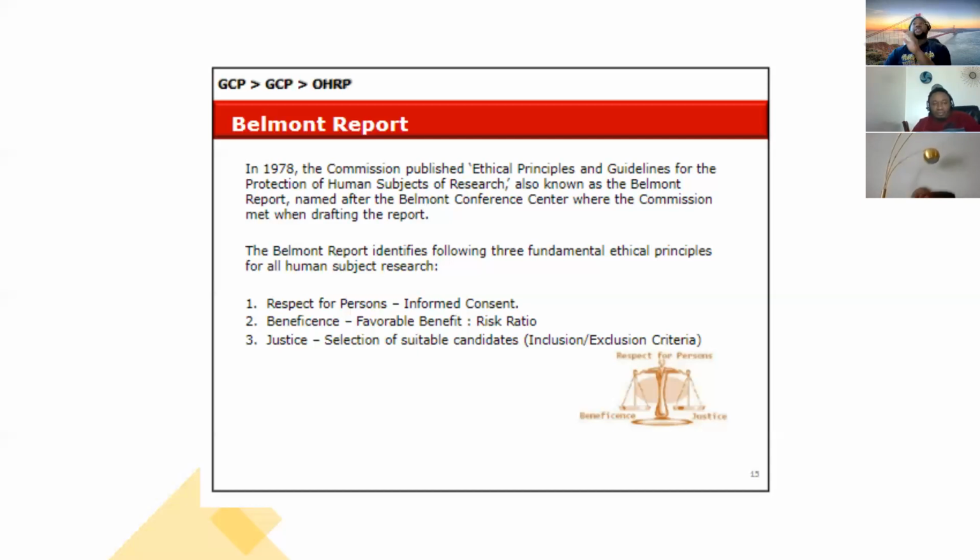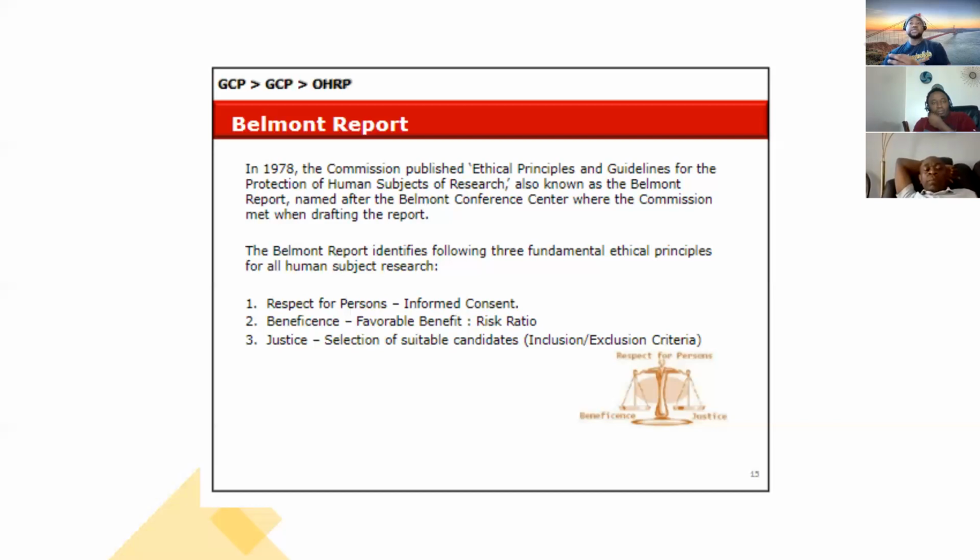So these are the three fundamental ethical principles in the practice of clinical research and human subject protection. The first is respect for persons, which means you're giving the subject the autonomy to sign an informed consent, to authorize you to conduct research and to authorize that they want to participate in the conduct of research. So that's the first thing.